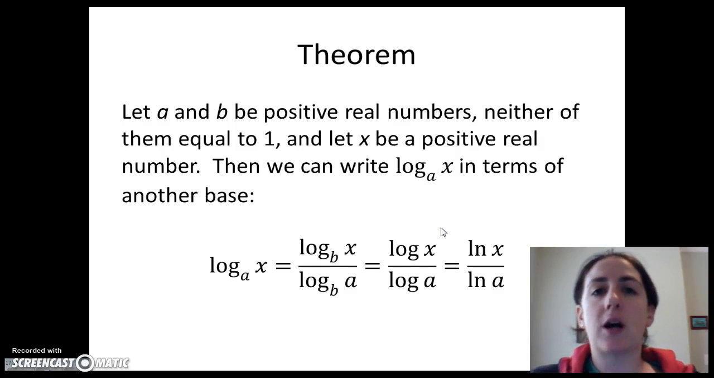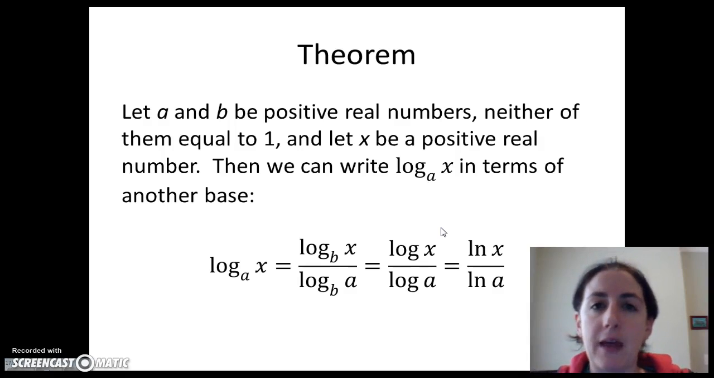Now, one of the things that we talked about in the last video was the fact that you had two logarithmic buttons on your calculator, the common log and the natural log. That's base 10 and base e. We don't have a way that we could put log base 2 or log base 3 or log base 7 into our calculator. So we have this theorem that tells us that we can.